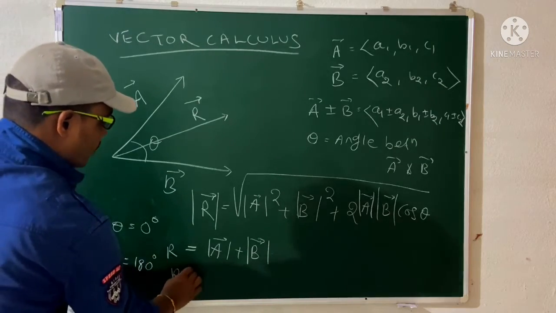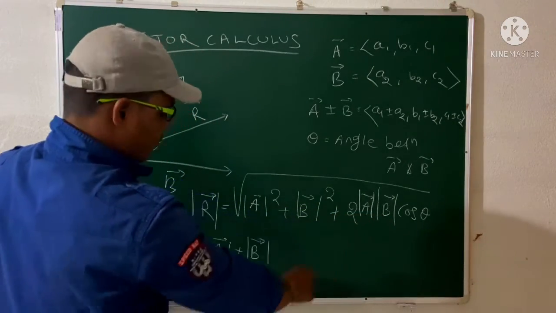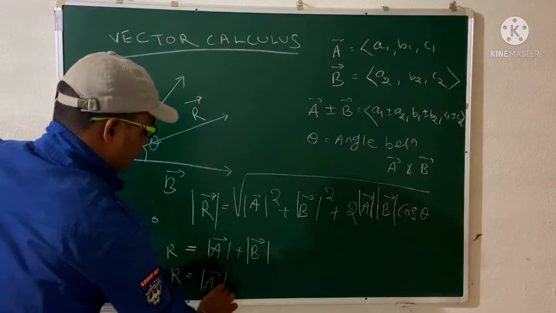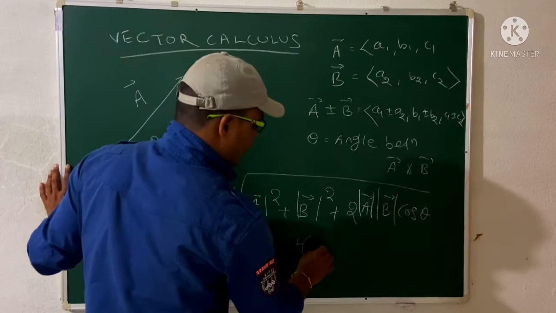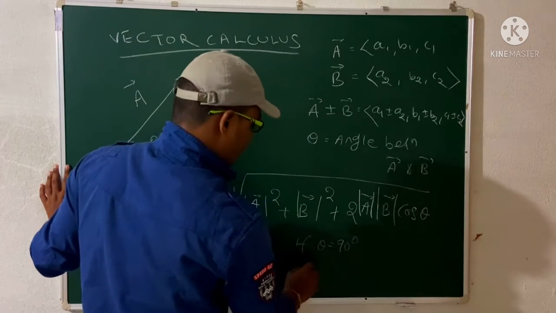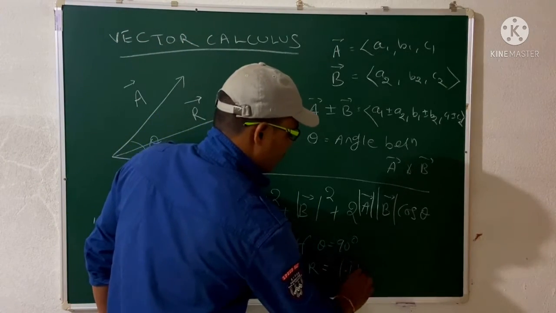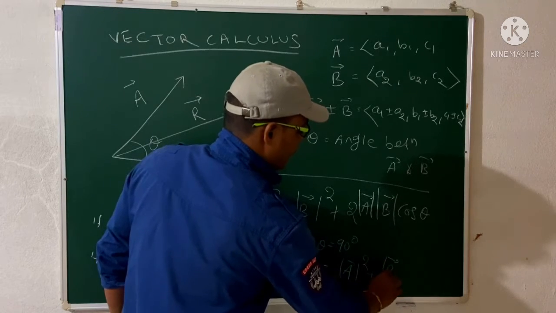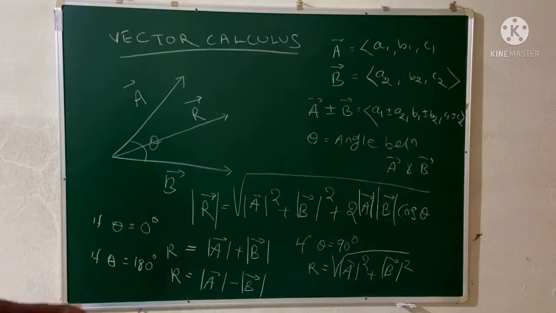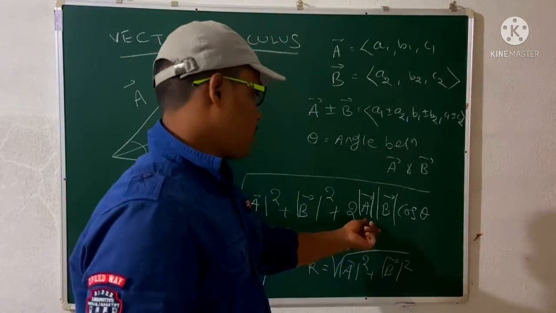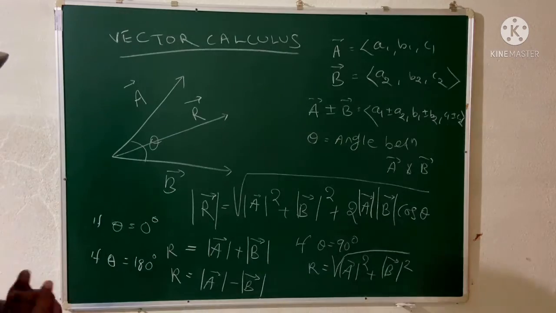Next, if theta is equal to 180 degrees, cos 180 is minus 1. You substitute minus 1 here, so a squared plus b squared minus 2ab, and that will be the a vector magnitude minus the b vector magnitude. So this is the mathematical part. And if theta is equal to 90 degrees, cos 90 is 0, so the resultant will be the square root of a squared plus b squared. If you substitute cos 90 equal to 0, you get the square root of a squared plus b squared. This is the mathematical part.